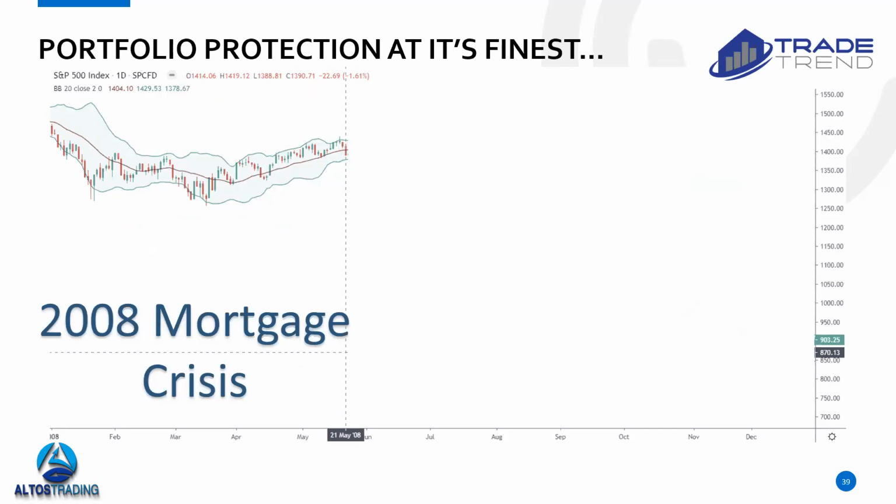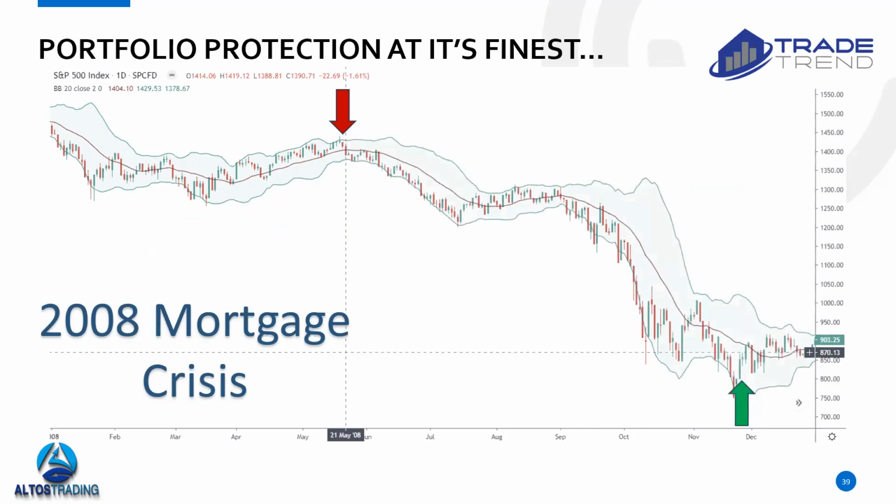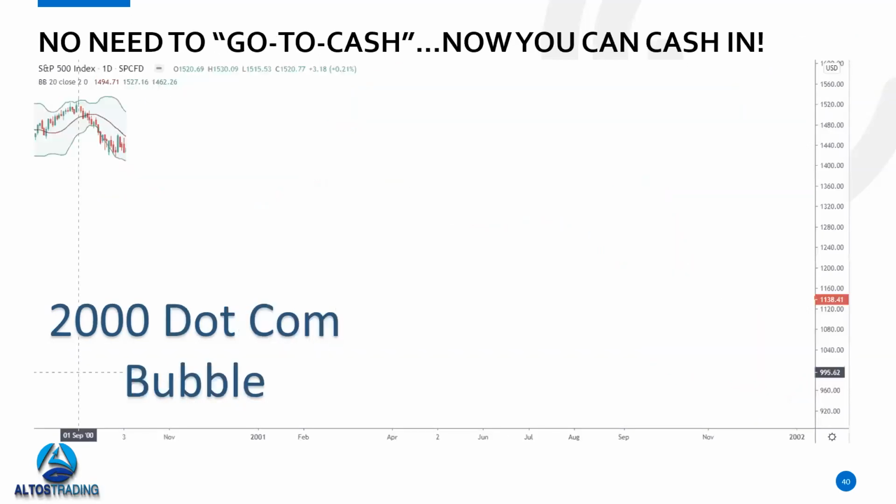2008 mortgage crisis, okay? What's happening? We're in low volatility conditions. Prices are just kind of trickling up. This is again a daily chart of the S&P. A sell signal from Trade Trend comes in here on May 21st, literally a couple days before the market crashed over in the second half of the year. And in this case, lost over half its value. Buy signal comes in late November before markets rebound.